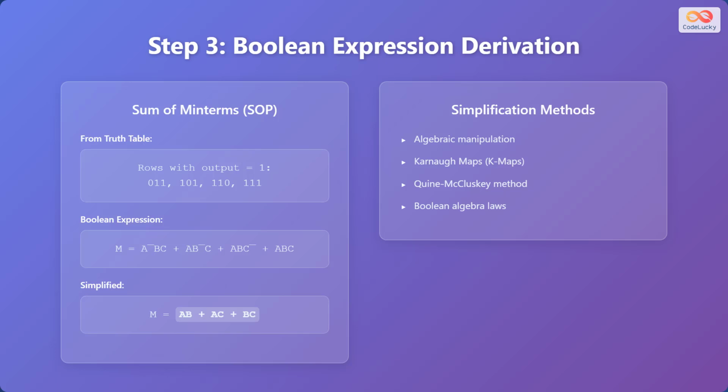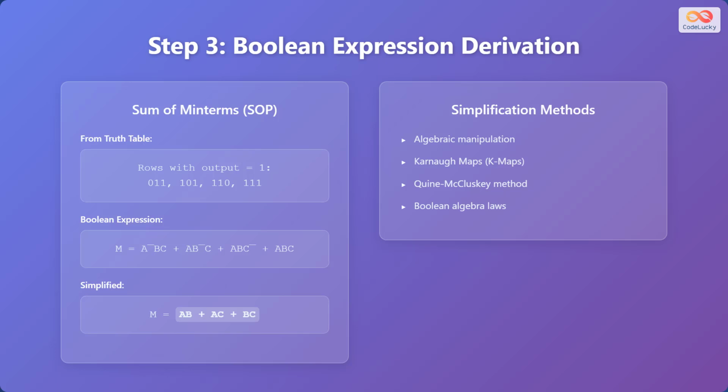Step 3. Boolean Expression Derivation. Now let's derive the Boolean expression from our truth table, using the sum of minterms method, also known as SOP. Looking at the rows with an output of 1 from the truth table, we identify the input combinations as 0, 1, 1; 1, 0, 1; 1, 1, 0; and 1, 1, 1. The Boolean expression is M equals A bar BC plus AB bar C plus ABC bar plus ABC. Simplifying this expression using Boolean algebra, we get M equals AB plus AC plus BC.